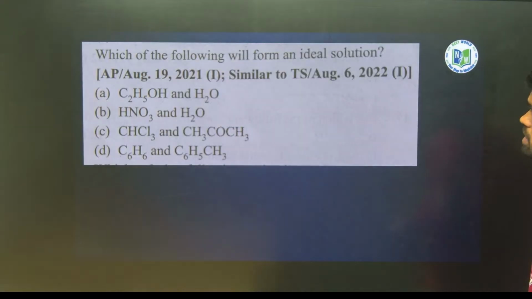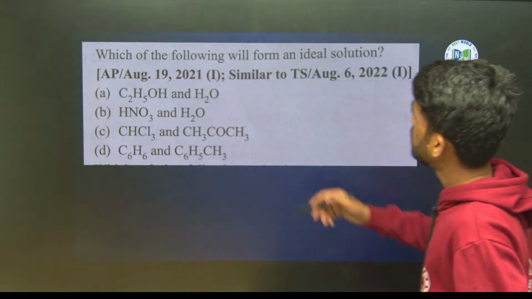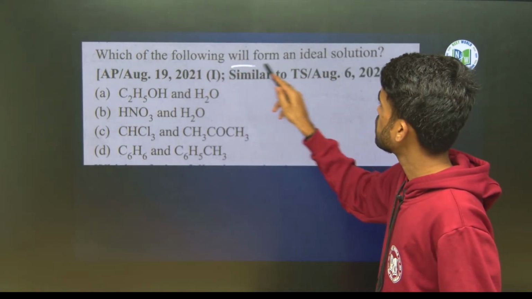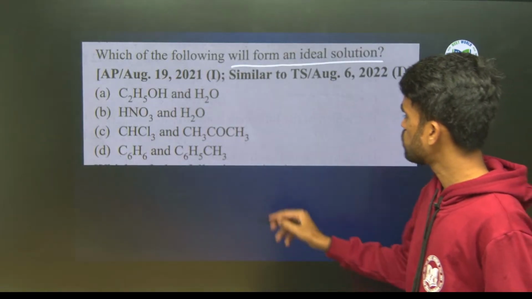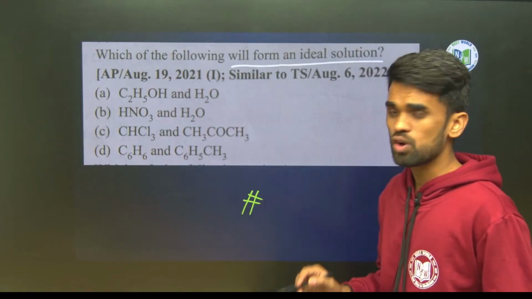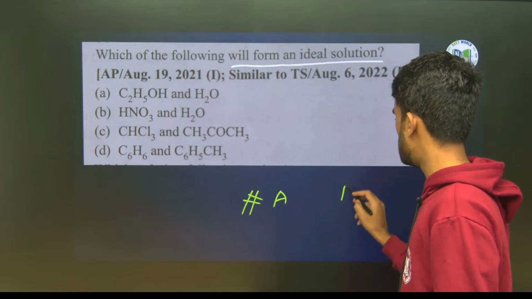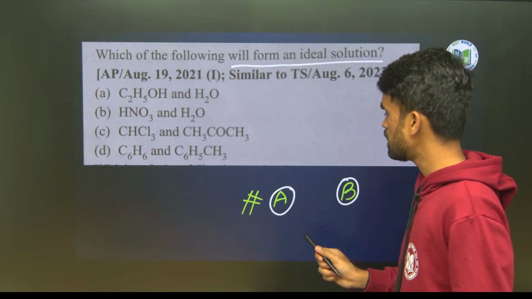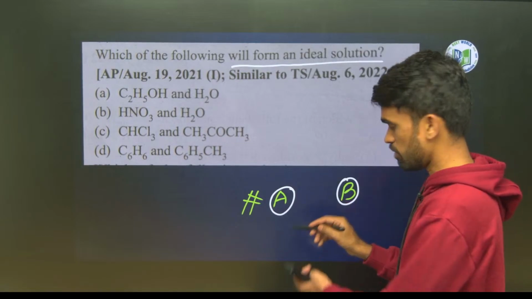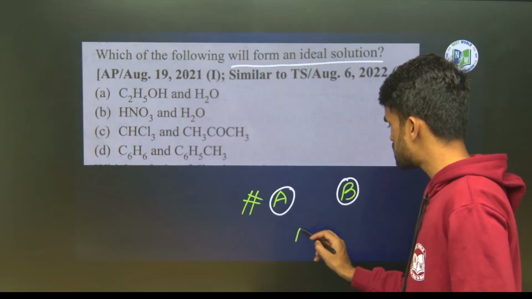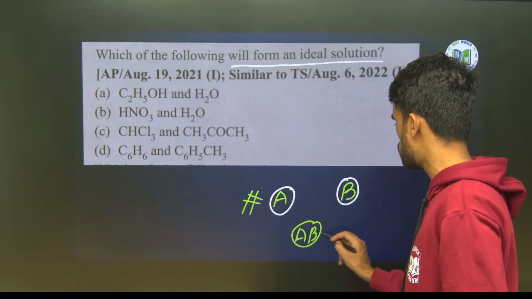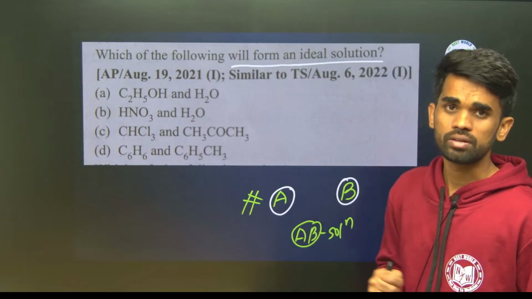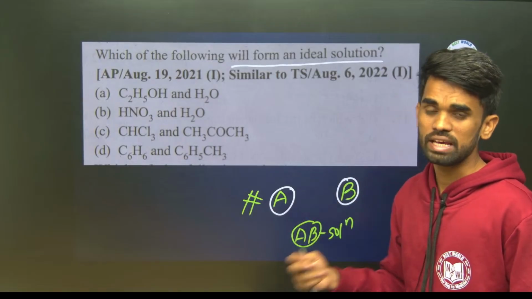Yeah. Next, will you try this question based on the ideal solution concept? Which of the following will form an ideal solution? See, in order to form an ideal solution, let us say I am mixing A and B, these 2 components. The characteristics of A and B should be the same before mixing. After mixing, the AB solution we get should have characteristics or properties the same as the individual A and B.